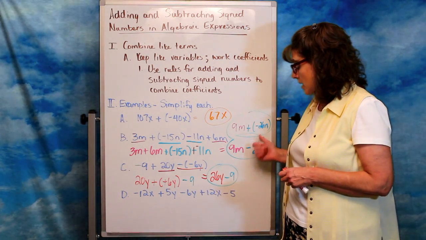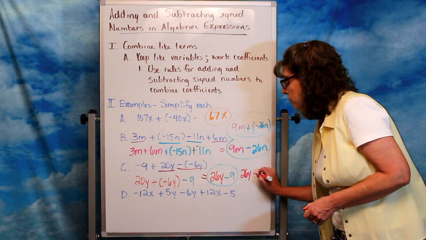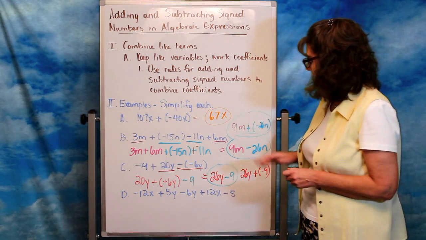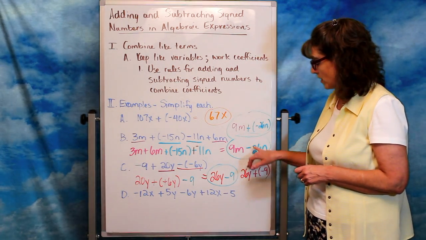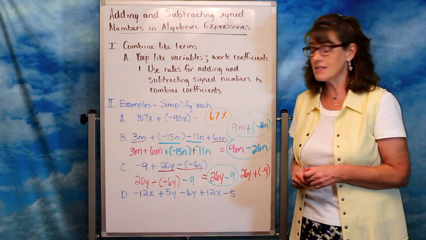And once again, like we said up here, I could write it if I really wanted to as 26y plus a negative 9. But most people don't like to do that. Similarly, most people don't like to do this. They prefer to keep it concise this way and this way, because this is just extra writing that isn't necessary.